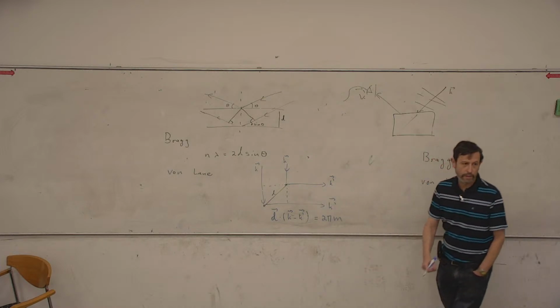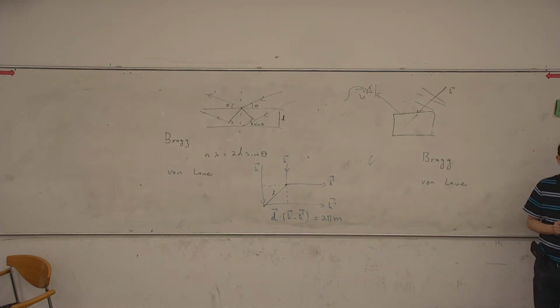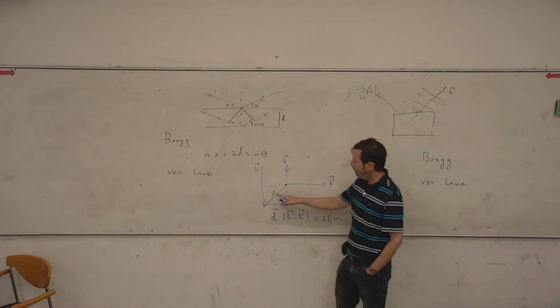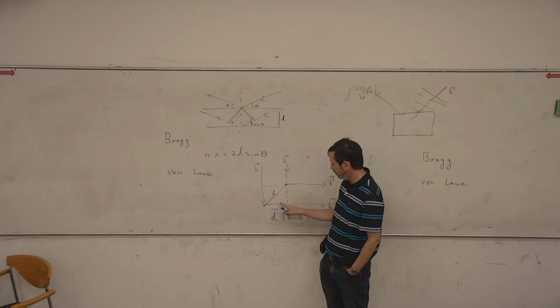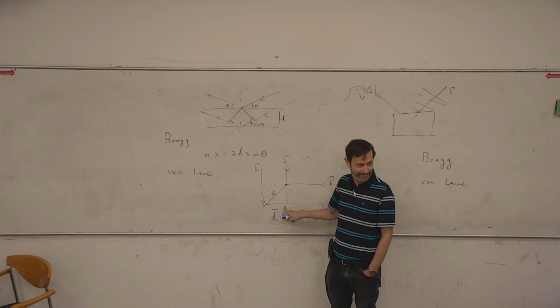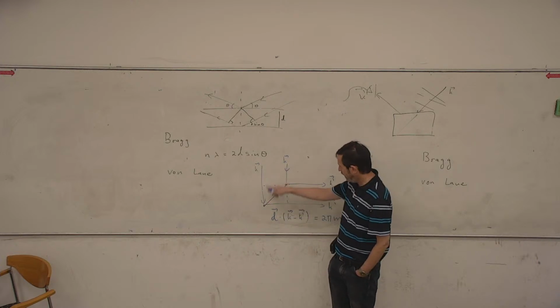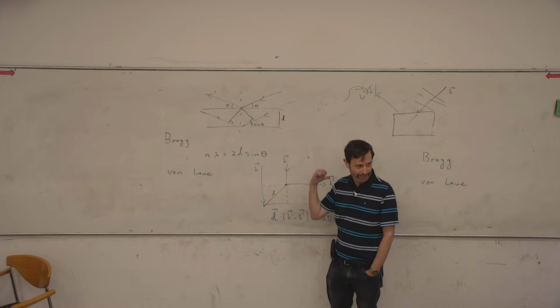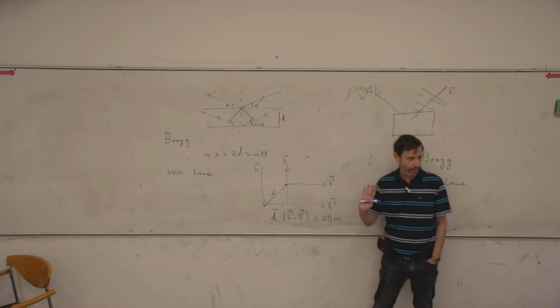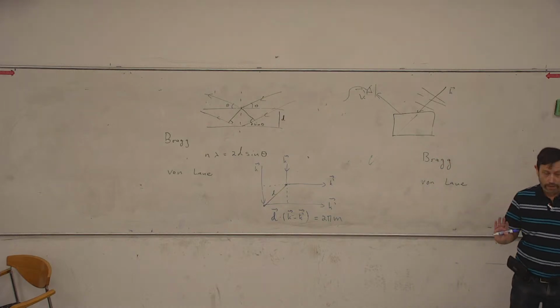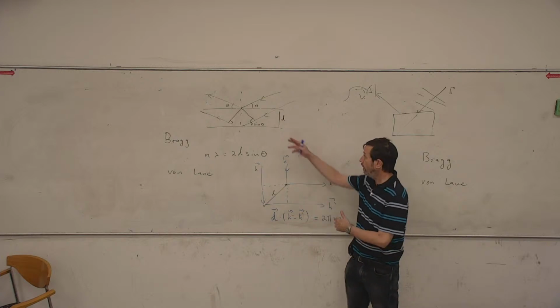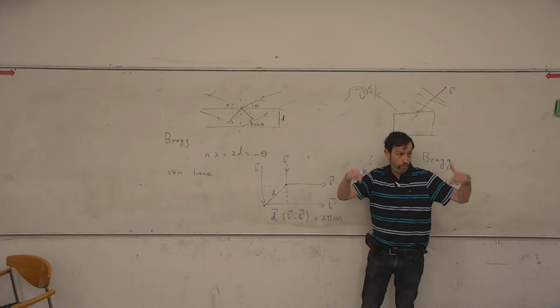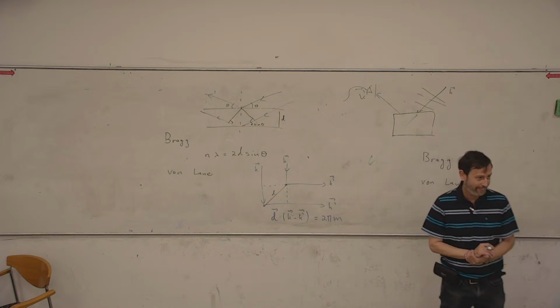In order to get constructive interference, I remember that multiplying d by k gives you this length, and by k prime gives you this. Since k is in one direction and k prime is in a different one, you have a minus. What's nice is that you don't care about angles and stuff. It's just two vectors, the incoming and outgoing vector.